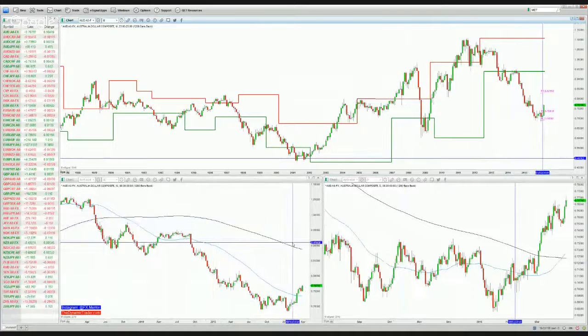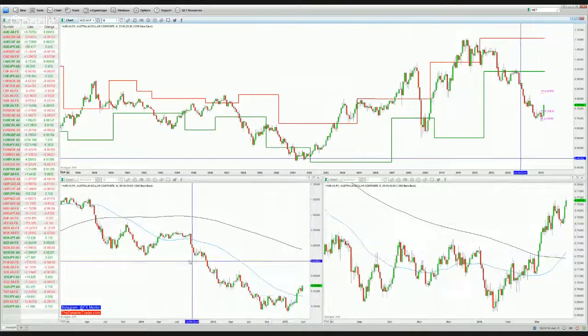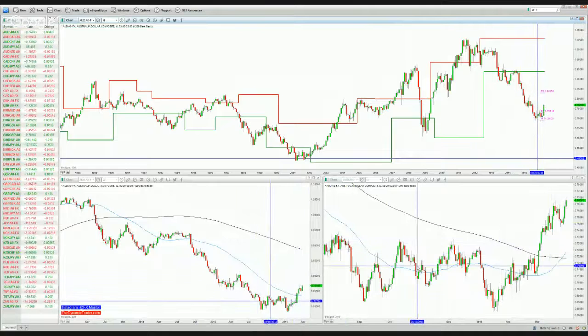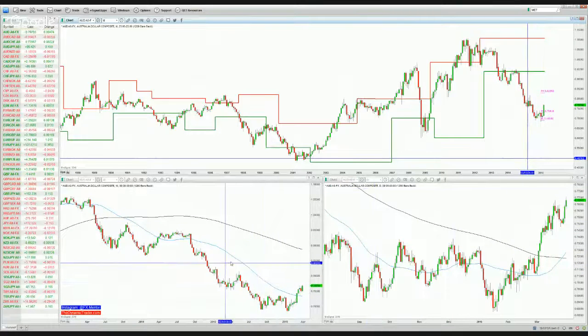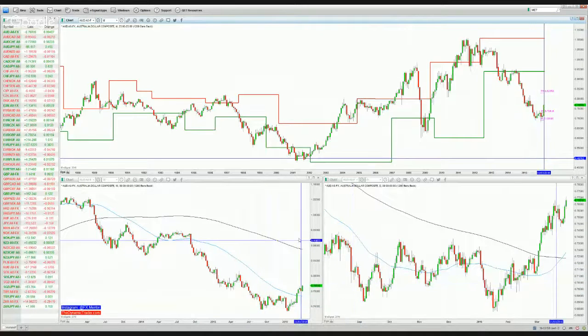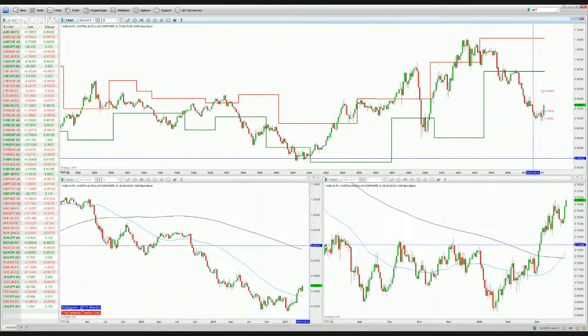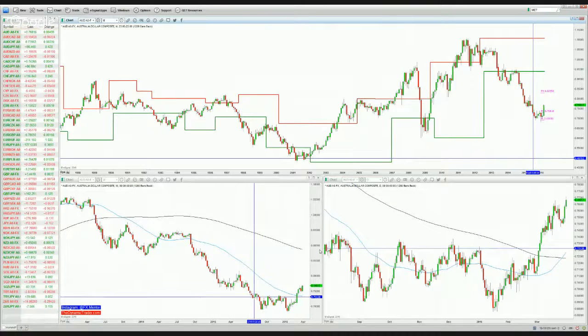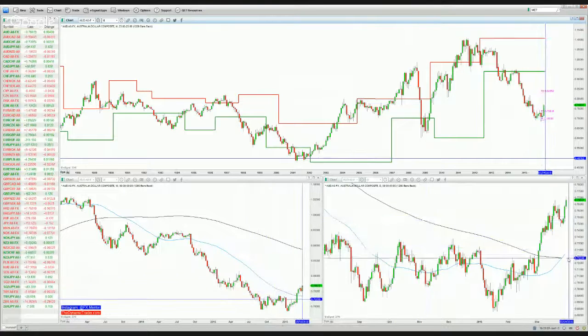The black is the 200 on both the weekly and the daily, and the blue is the 50. Now, the 200 gives me the bias. The 50s act as support and resistance. So when price is trading below the 200, price has a bearish bias. If price is trading above the 200, price has a bullish bias.